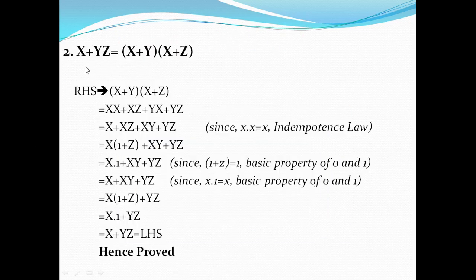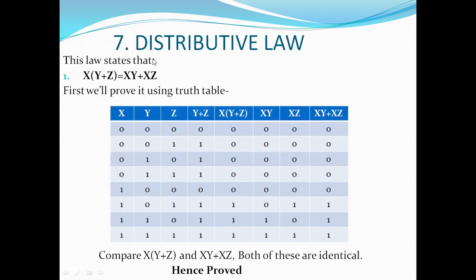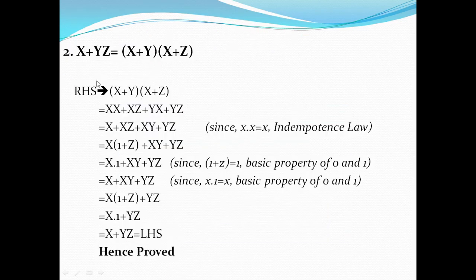The next equation of the distributive law states that x plus yz is equal to (x plus y) into (x plus z). Now see, either prove it using a truth table or algebraic way. We are proving this using the algebraic way. We'll take the RHS, so we have taken (x plus y) dot (x plus z).